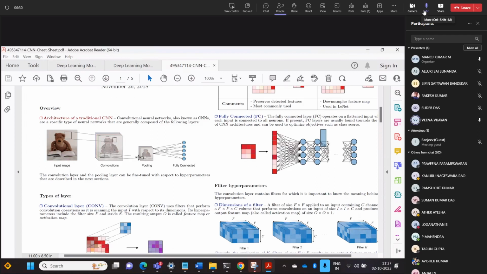There will be a pooling filter. Based on that filter, if we are using the max, it will take the max value. If we are using the average, it will take the average value.